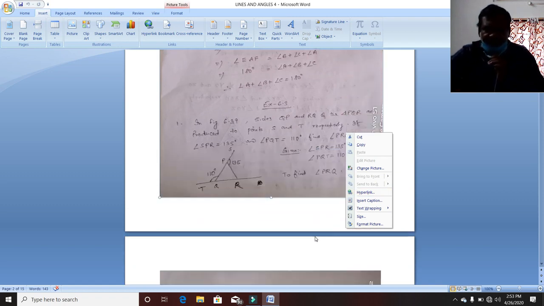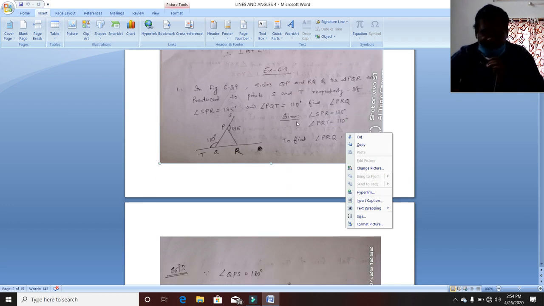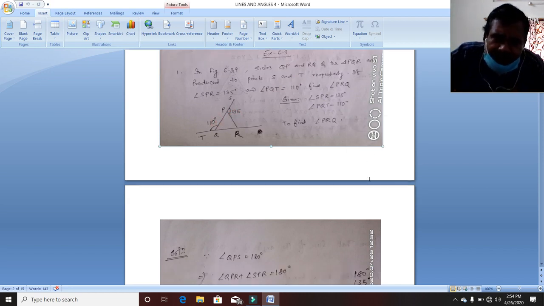Now I am doing the exercise. I have written the question from the book. Here the points given are: angle SPR equals 135 degrees and angle PQT equals 110 degrees, to find PRQ. Now from the book I have drawn the diagram. This angle is 105 degrees, this angle is 135 degrees, this angle is 110 degrees. Now you see the figure.